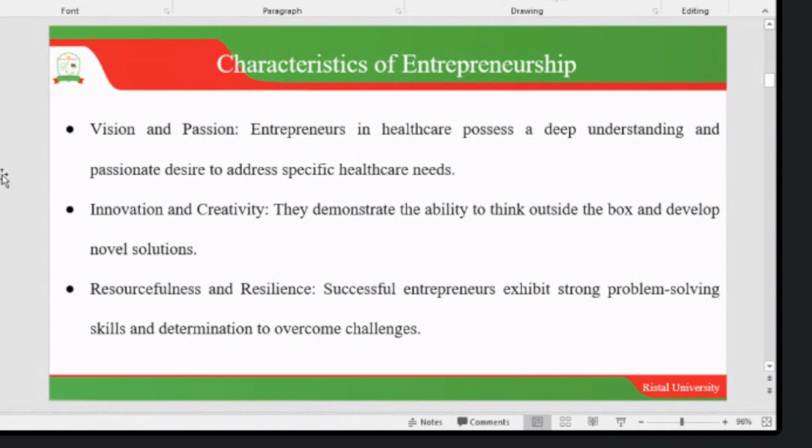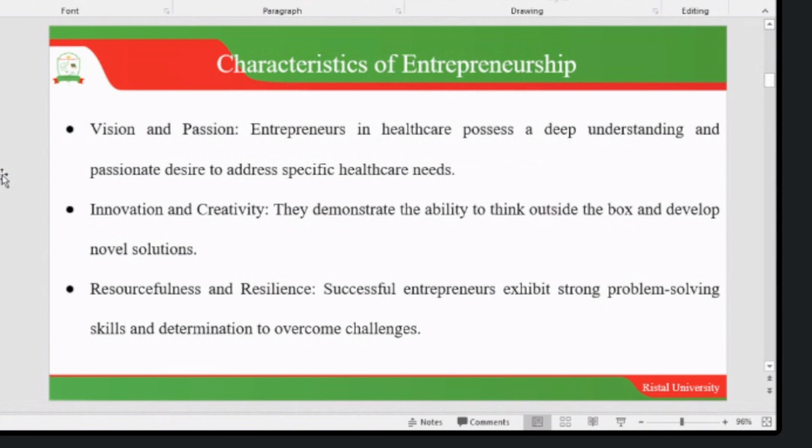A good entrepreneur really embodies vision and passion. Entrepreneurs in healthcare possess a deep understanding and passionate desire to address specific healthcare needs. It is their motivation to address these needs. They are not satisfied with what is out there, especially in the healthcare setting. So they have that vision of creating change, and they are passionate about that change that they will create, and that is what distinguishes them from other people who are not entrepreneurs in the healthcare setting.